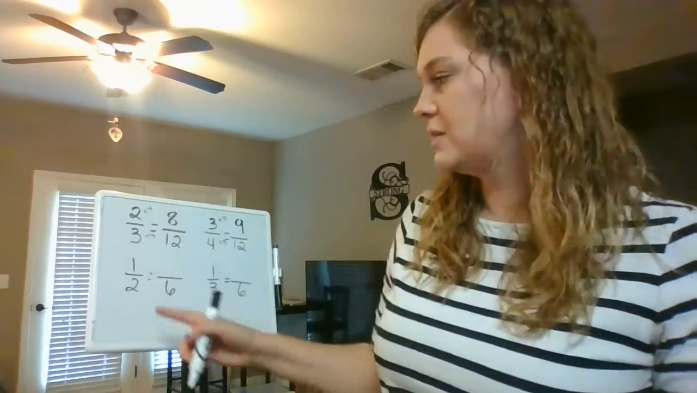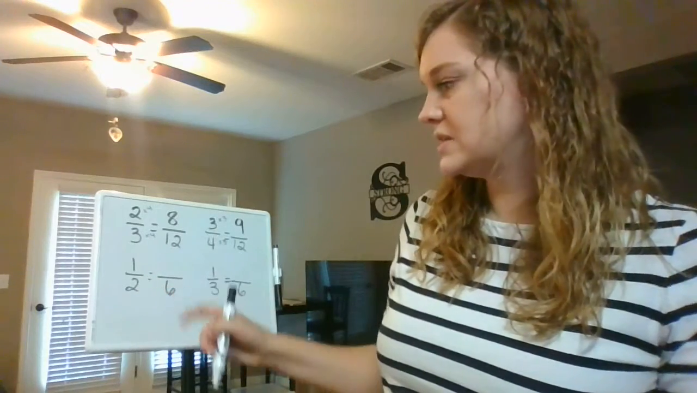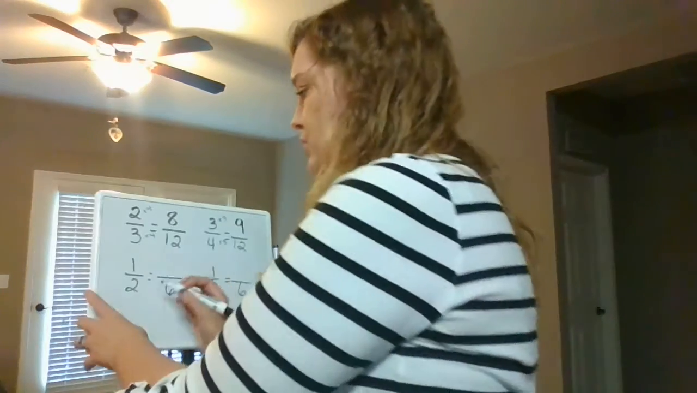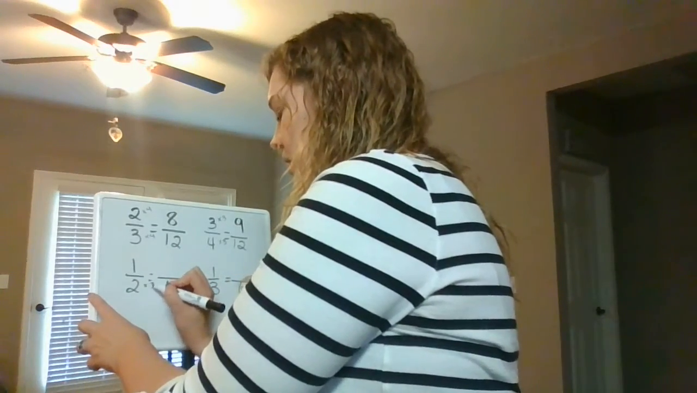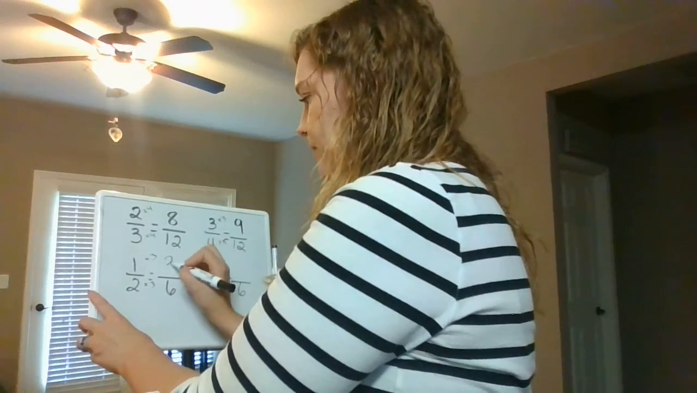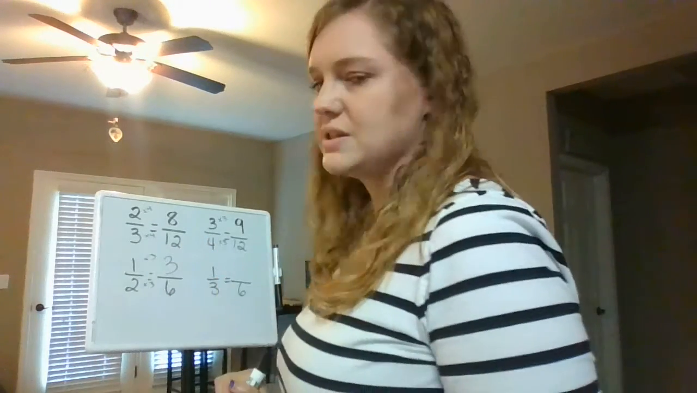So I do it the same way. 2 times what equals 6? Well, we just talked about how 2 times 3 equals 6, so I'm going to multiply 2 times 3. And that equals 6, so I have to do the same up here. 1 times 3 equals 3. So 1/2 is equal to 3/6.